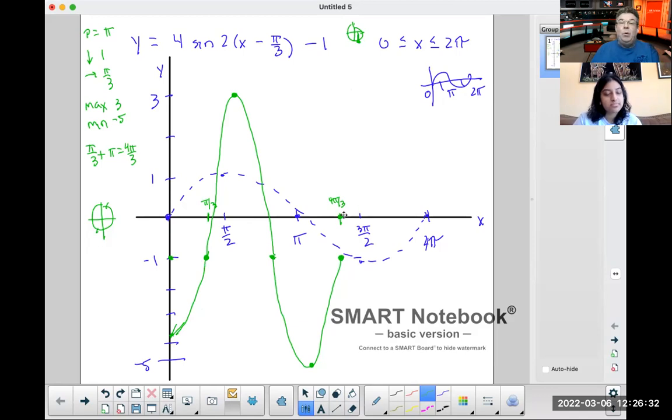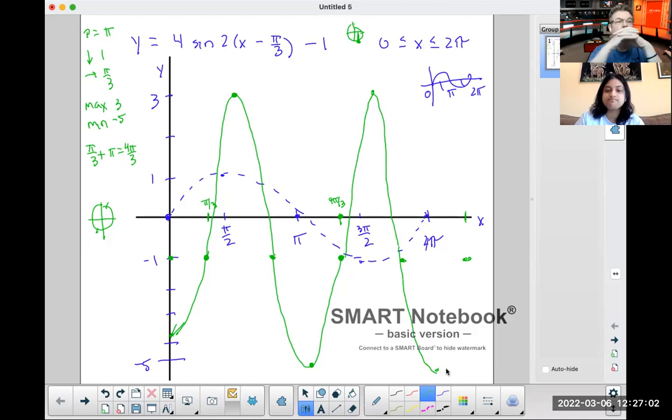And then here, 4 pi over 3 plus pi is 7 pi over 3, and that's over here. So you can do the same thing again, just to sort of eyeball it. And then whoop, whoop, and you stop at the 2 pi. Done. How about that? Does that make sense?